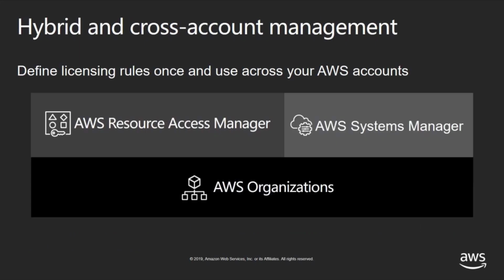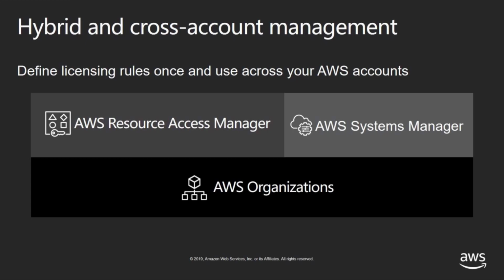AWS License Manager enables customers to manage licenses across hybrid environments, that is, across AWS and on-premises, and also across multiple AWS accounts. Customers have told us that they typically have multiple accounts and have asked for centralized license management across accounts. They can define licensing rules once and use across AWS accounts. AWS License Manager seamlessly integrates with AWS Organizations, where administrators can sign into their master account and link all their organizational accounts to manage licenses across their organization.